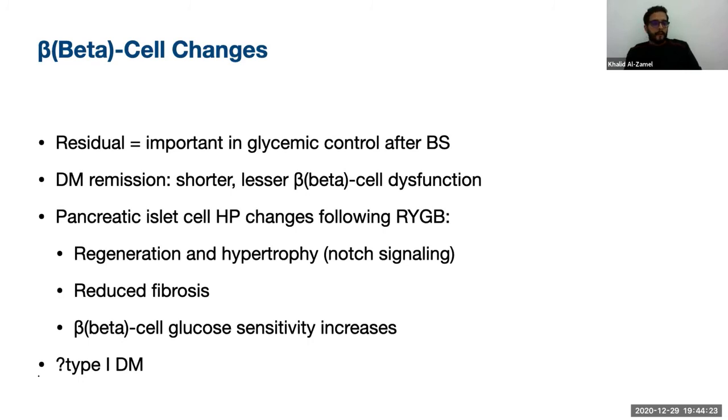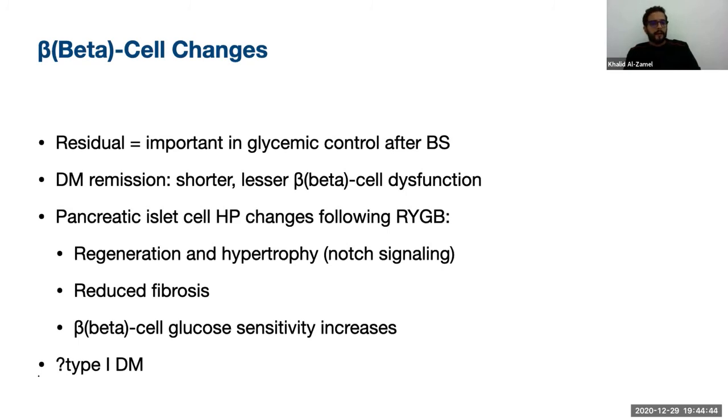So in order for diabetes to improve or be cured, the shorter the course of the disease, the lesser beta cell dysfunction, the better the outcome of the bariatric surgery in terms of curing or ameliorating the diabetes.